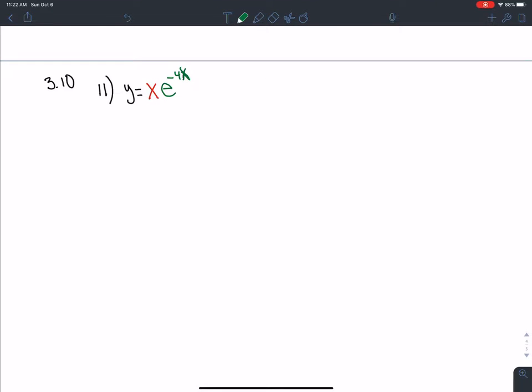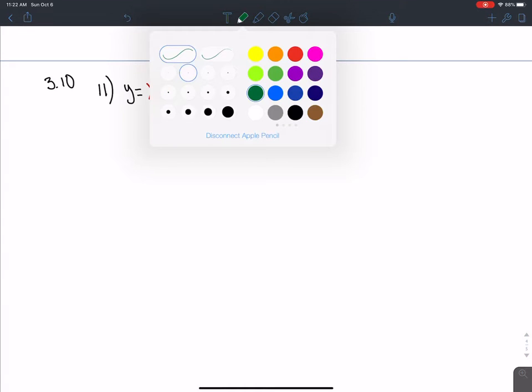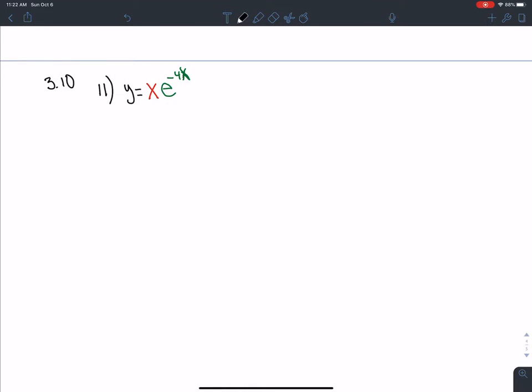Okay, so this is 3.10, number 11, and I am going to work it out. I have labeled my x value red and the e to the negative 4x as green to hopefully make this a little easier. So when we take a differential, we have to use Leibniz notation. It's important to note that this y over here, when we take the derivative with respect to x in a moment, is going to be dy over dx.